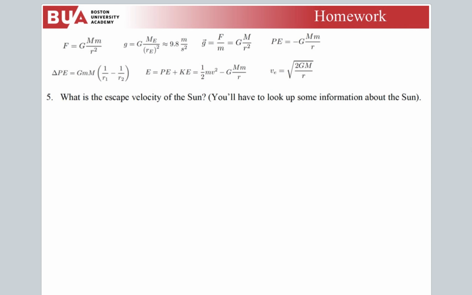Okay, what is the escape velocity of the sun? We look up some things about the sun. The escape velocity is the square root of 2GM, and that little bullseye symbol is what we use for the sun: mass of the sun, radius of the sun. Mass of the sun is about 2 times 10 to the 30 kilograms, and the radius of the sun is about 7 times 10 to the 8 meters.